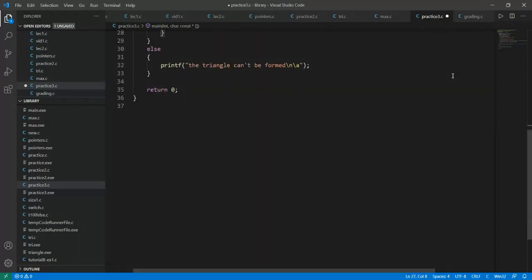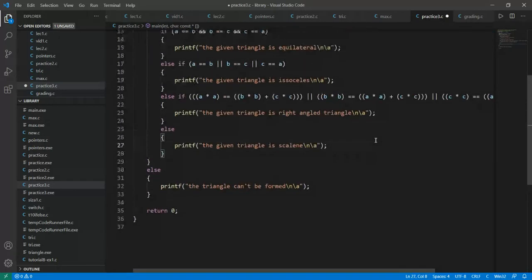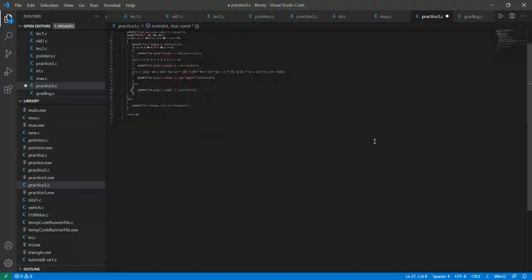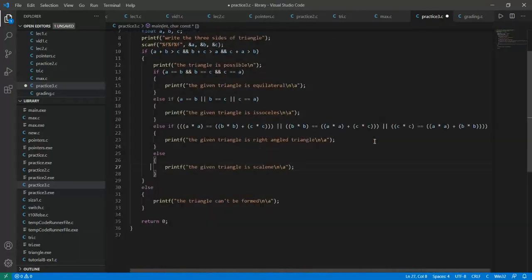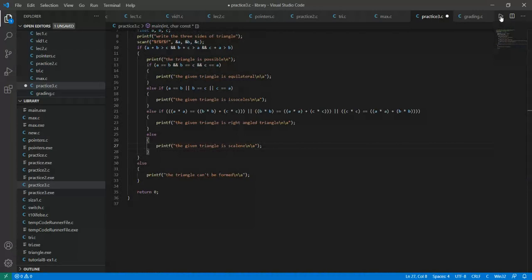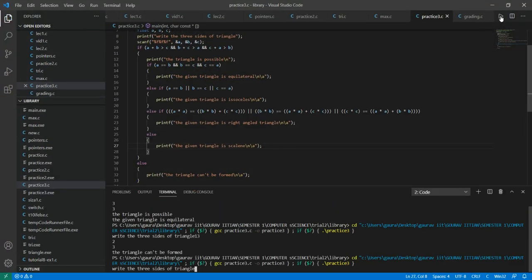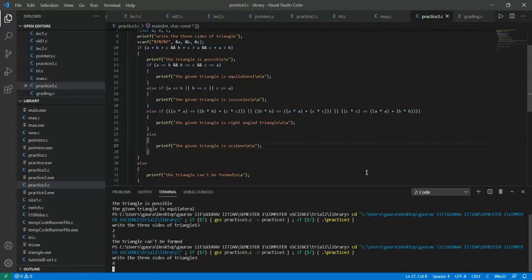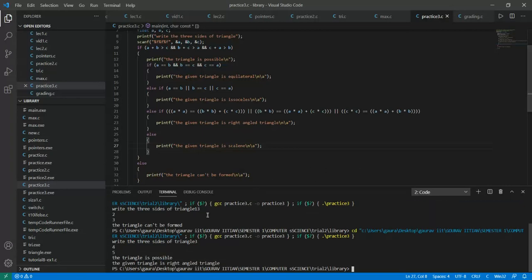Okay, so let us run. I am zooming it out a little. Okay, we are giving our three sides as input: 3, enter, 4, enter, and 5, enter. So it says the triangle is possible and the given triangle is a right angle triangle. Thus it works. Thank you.